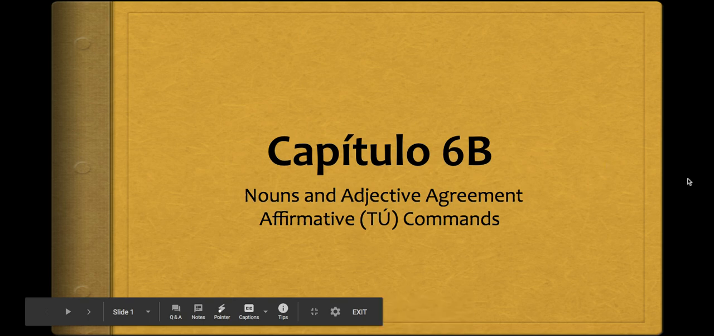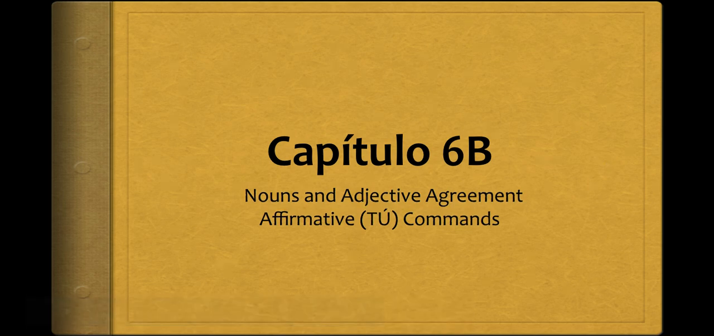All right, so we are going to continue our distance learning this week with Chapter 6b. Chapter 6b is noun and adjective agreement, which we have been doing all along since Spanish 1, and also affirmative tú commands.